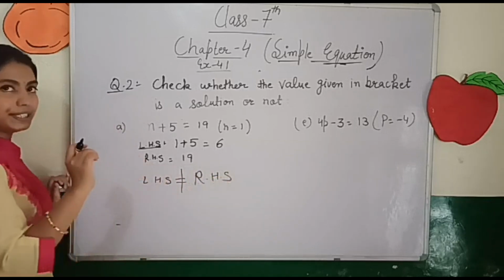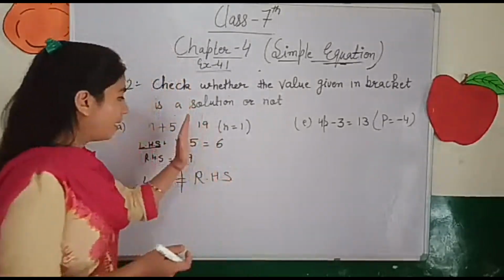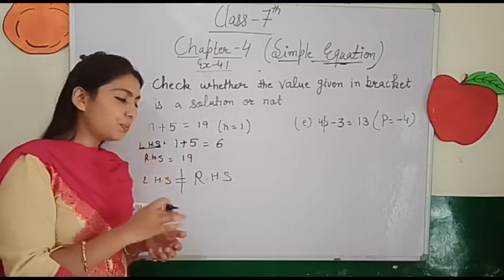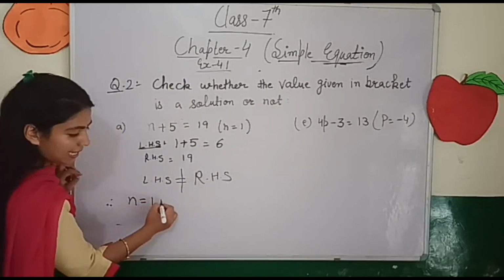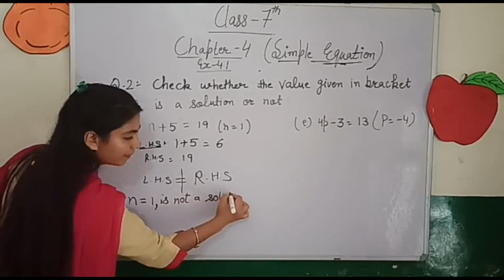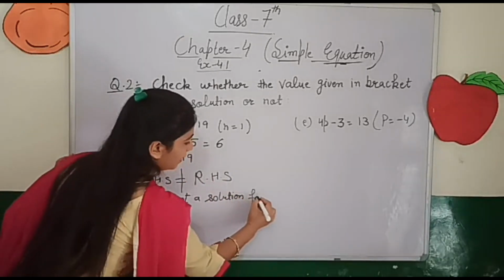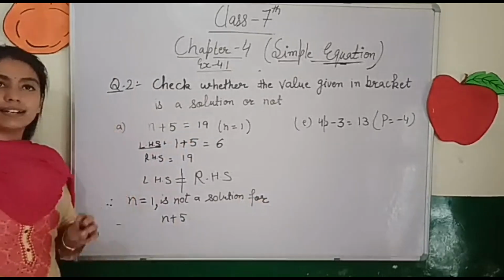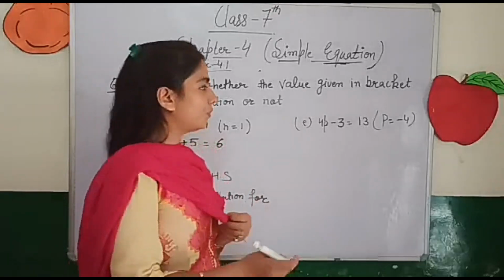So how will you write? Now, the solution sentence is very important in your mathematics. Whenever you have put something, you have to write down the solution sentence. It's very important. Okay, and how will you write? You will write: therefore n is equal to 1 is not a solution for n plus 5. That's it. The method is just the same. Understood?